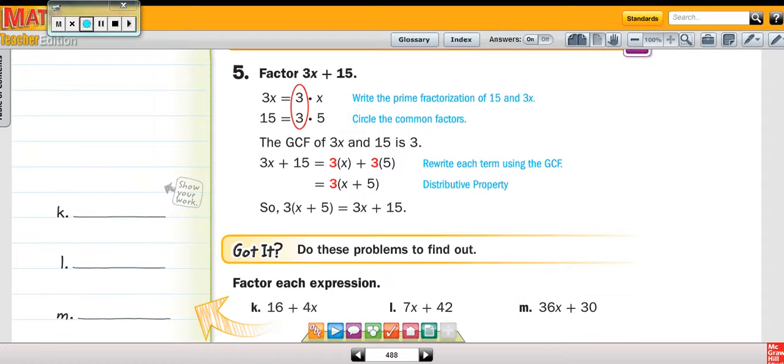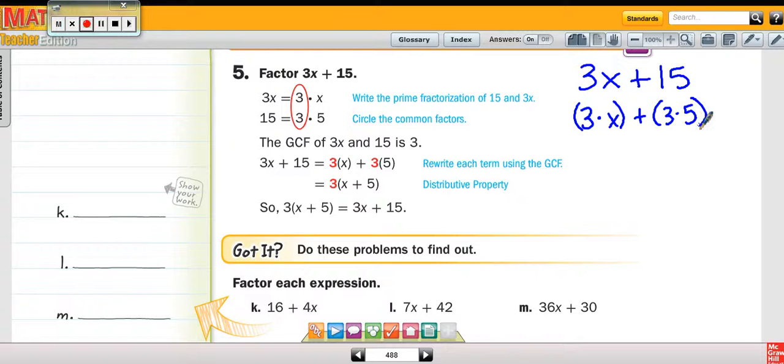Look on the top of page 488, at number 5. There we go. I had 3x plus 15. I'm going to think about this the same way that I just did with just the numerical expression. What do these two terms have in common as their greatest common factor? Faith? 3. This is really 3 times x. Do you agree? Plus 3 times 5 makes 15.